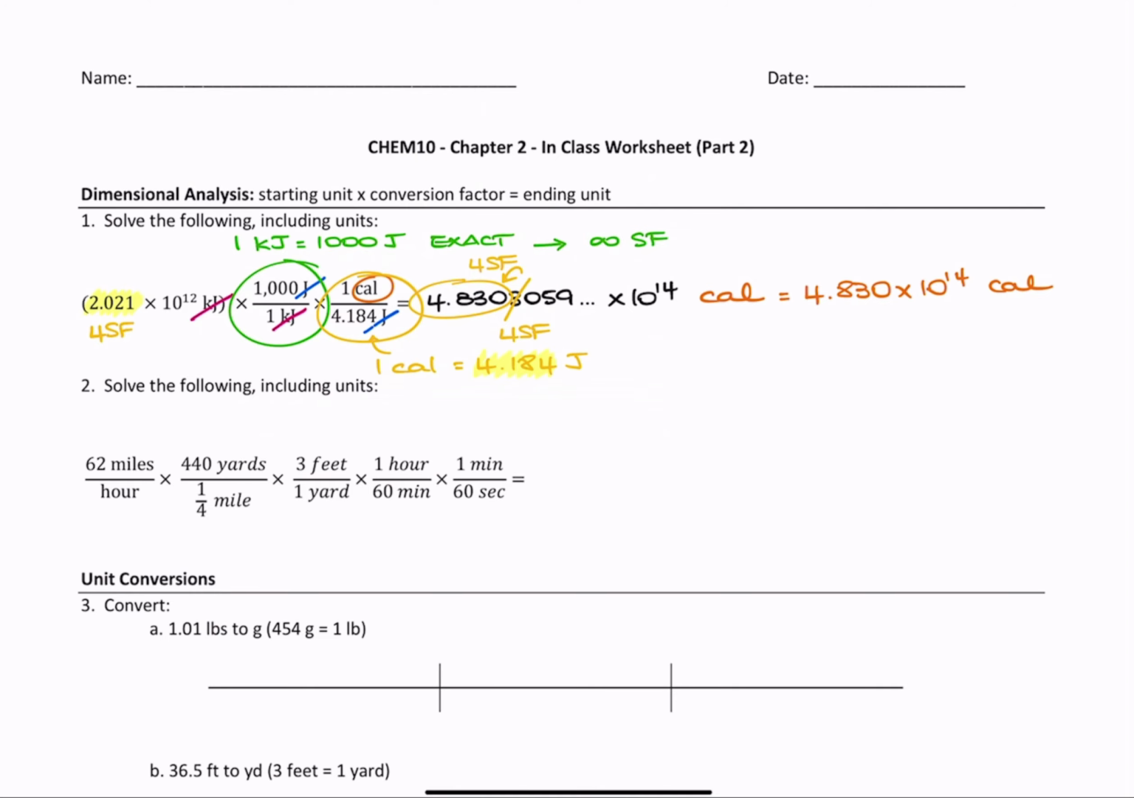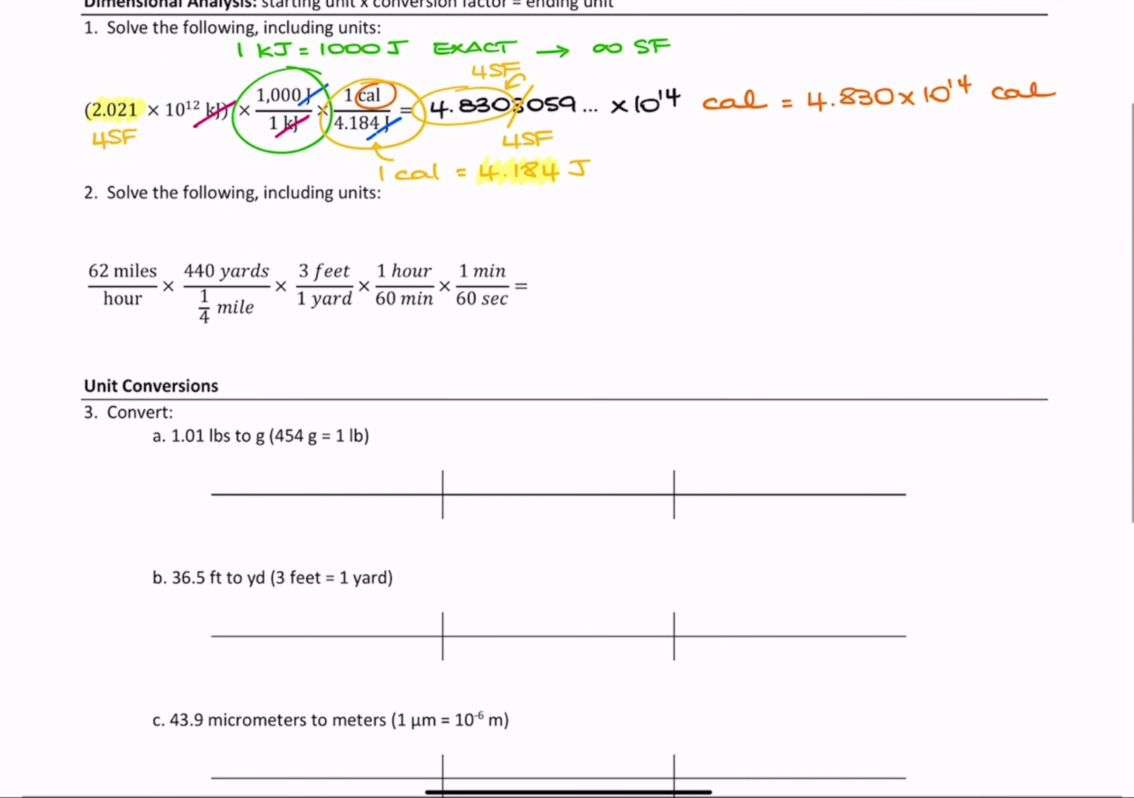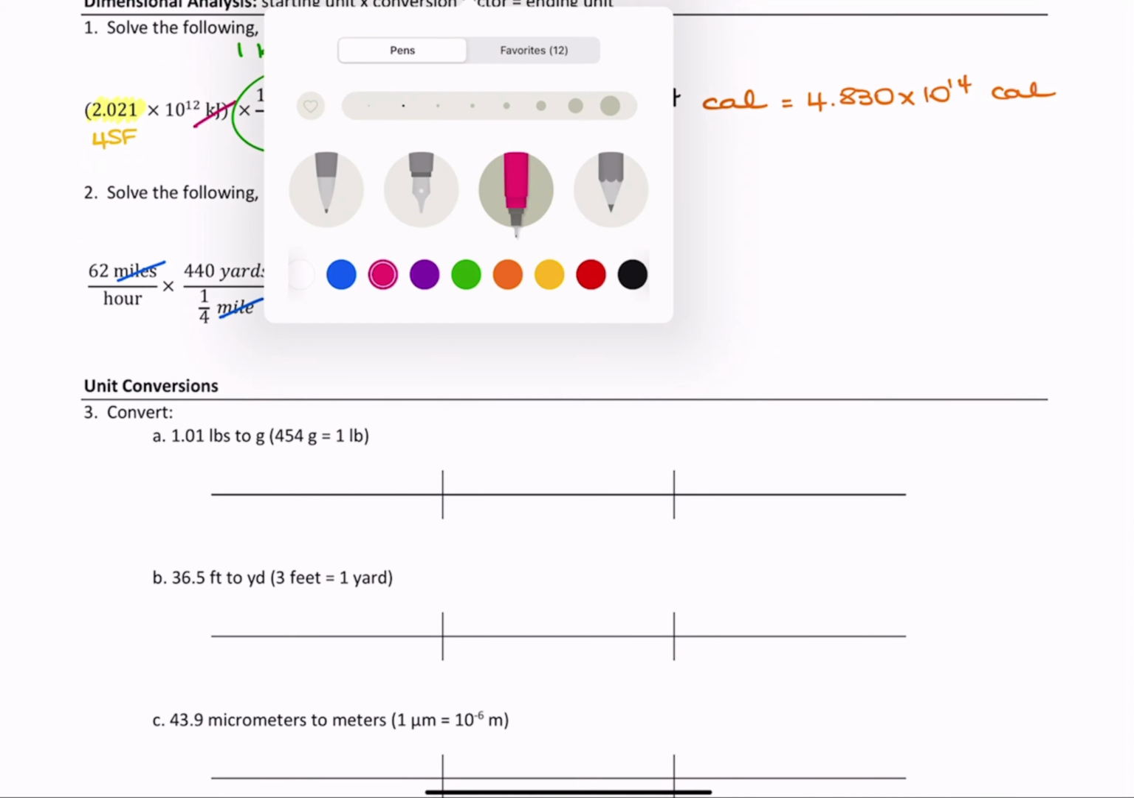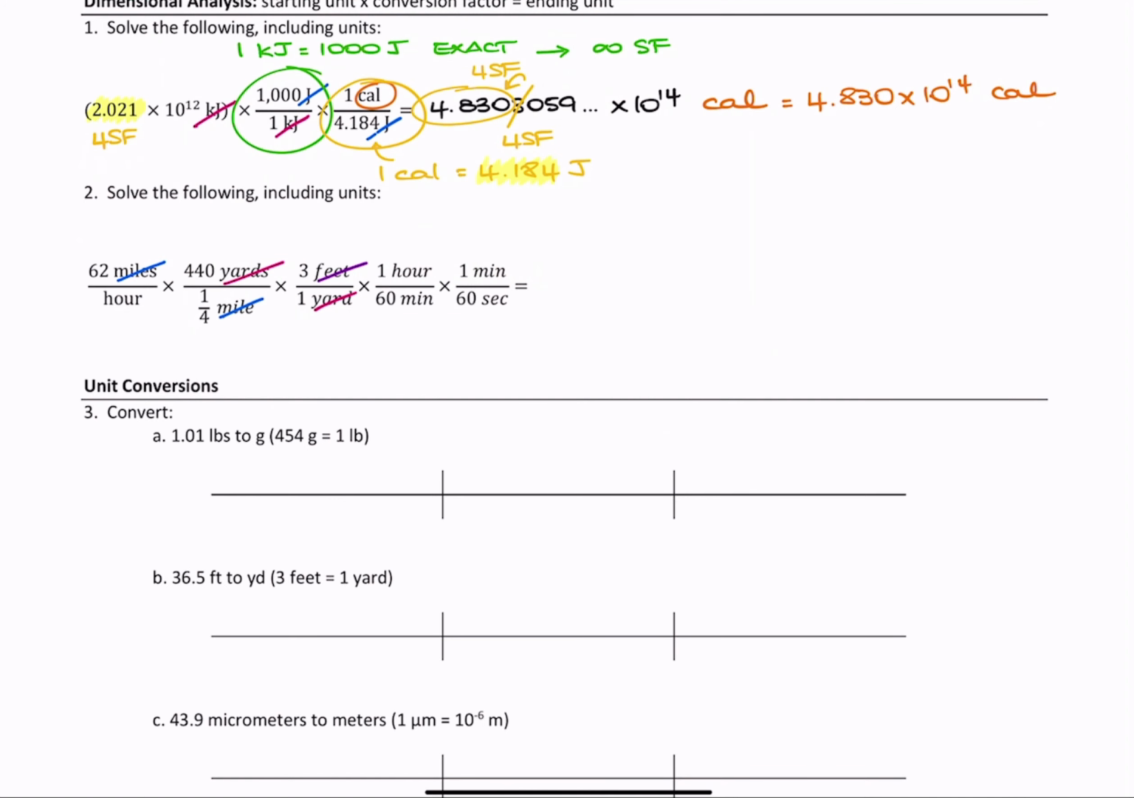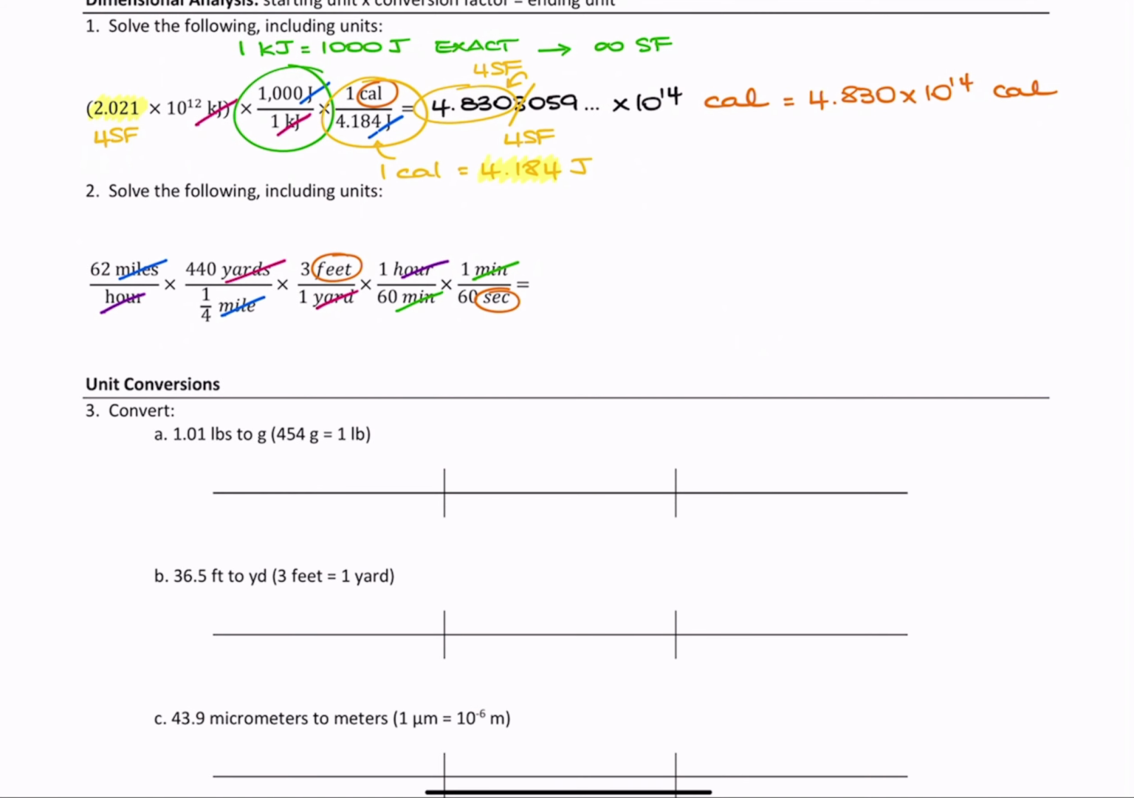Problem 2 again, solve including the units. So what do we have here? Let's do this. The miles will cancel. The yards will cancel. Keep going. The feet does not cancel. But the hour does cancel as well as the minutes. So we are left with feet per second. So our final unit will be feet per second.